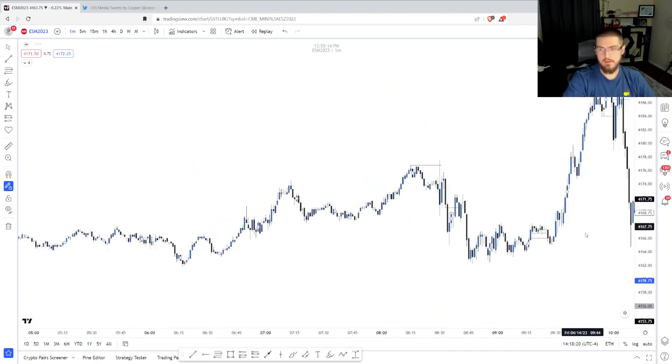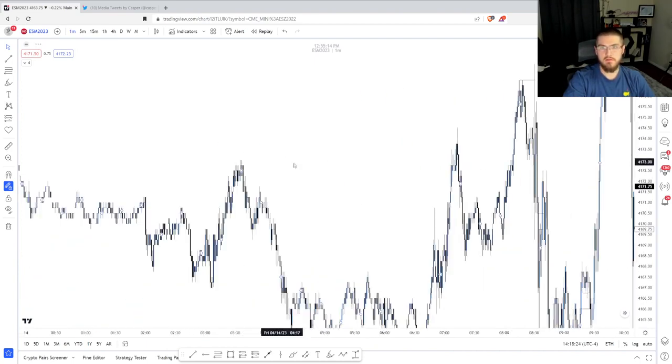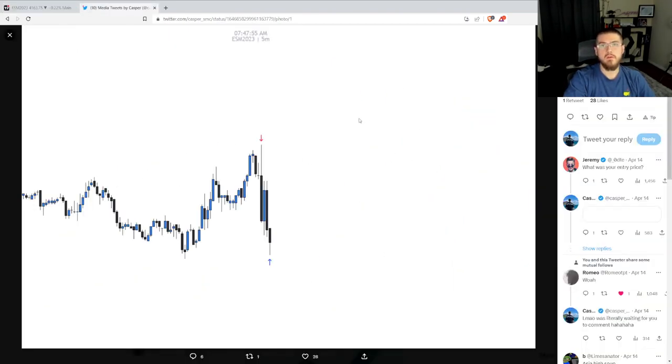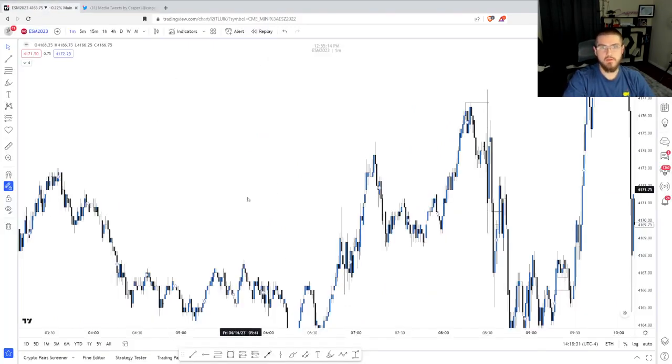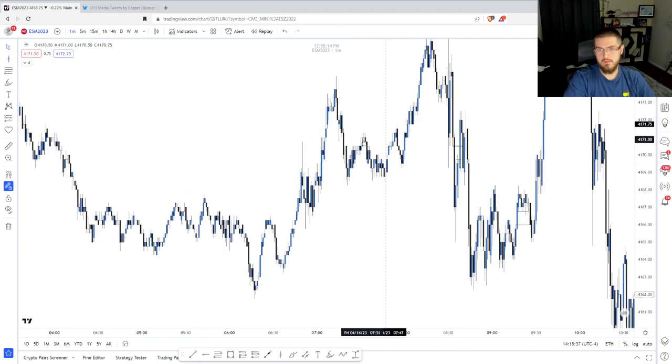Trying to figure out exactly. I want to say it might have been right here. 7:47 when I took the picture and it had just closed. Okay, so then it is somewhere right over here.